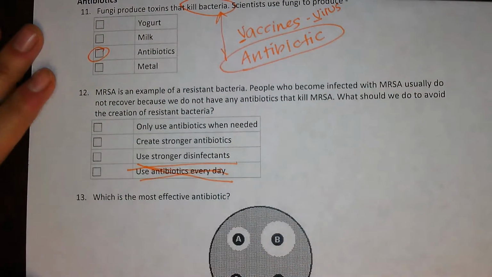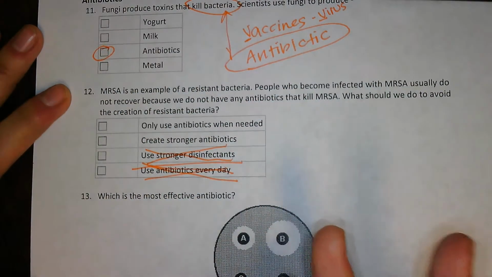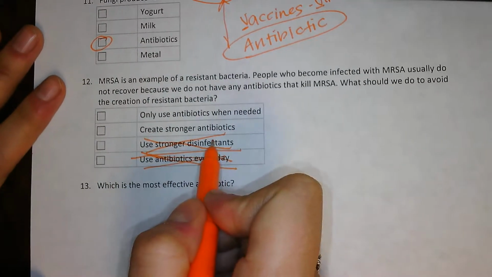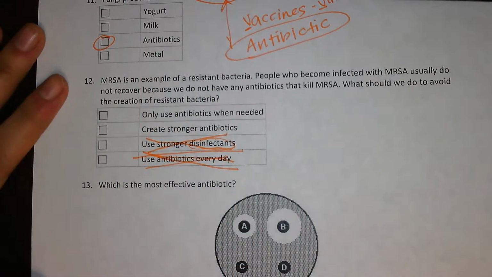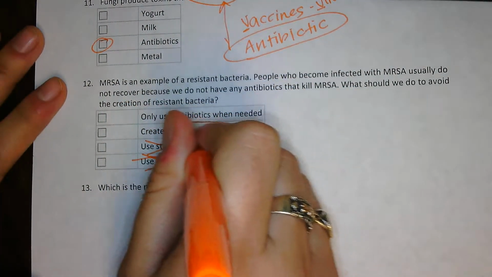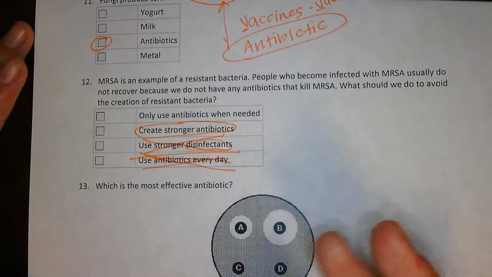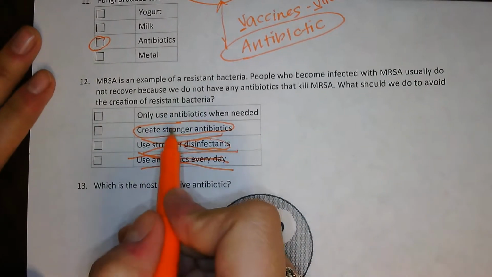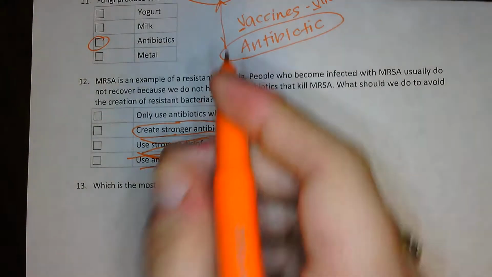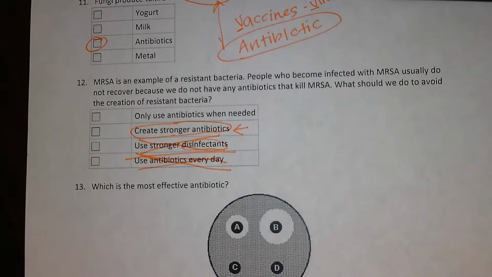C. Use stronger disinfectants. Although this kills bacteria, it doesn't really prevent the creation of resistant bacteria. Resistant bacteria usually don't become resistant to disinfectants because they are so strong. Create stronger antibiotics. This is great if we have a bunch of resistant bacteria and we can create these stronger antibiotics to kill them. However, this does not prevent resistant bacteria from growing. So this would only kill resistant bacteria, it would not prevent it.